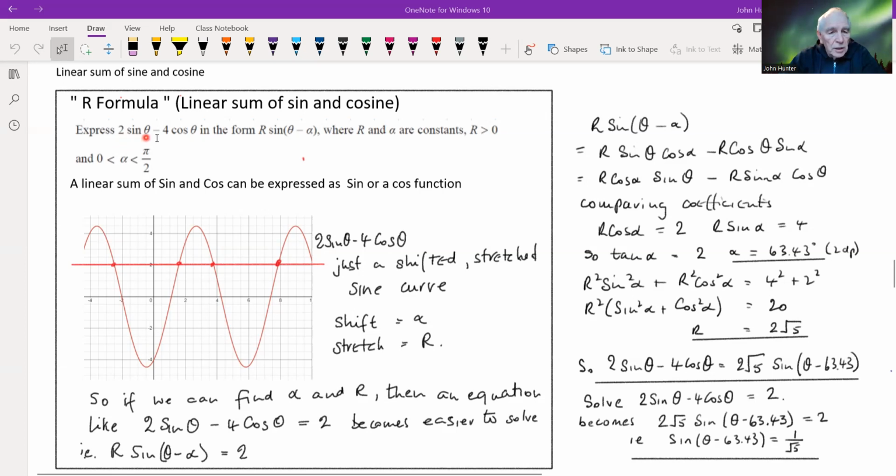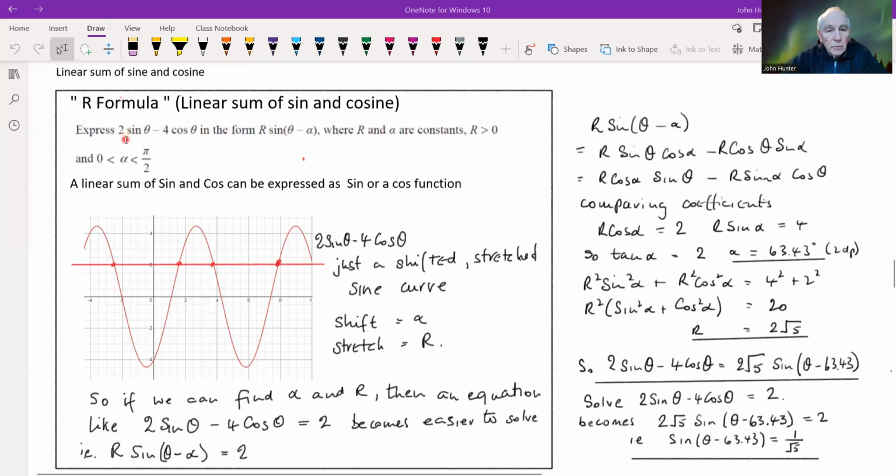Express 2 sine theta minus 4 cos theta in the form of this, where r and alpha are constants, r is greater than 0 and alpha is between 0 and pi over 2. This is the first part, where we're establishing an identity. There's an alternative way of phrasing this, and that's going to lead on to an equation, which I haven't got in this little panel here. But okay, let's have a look.